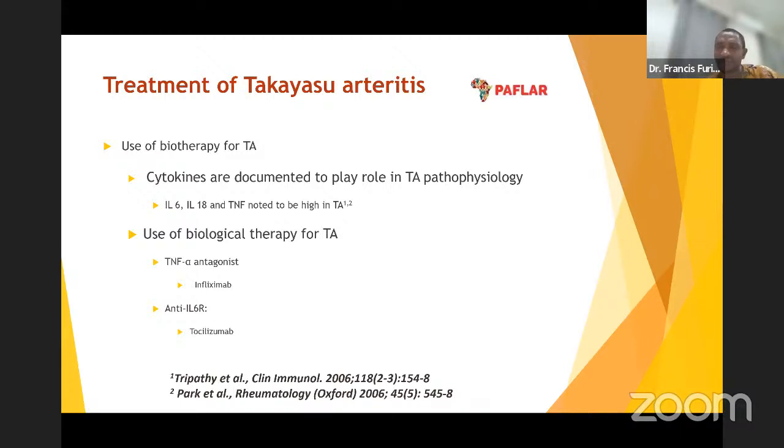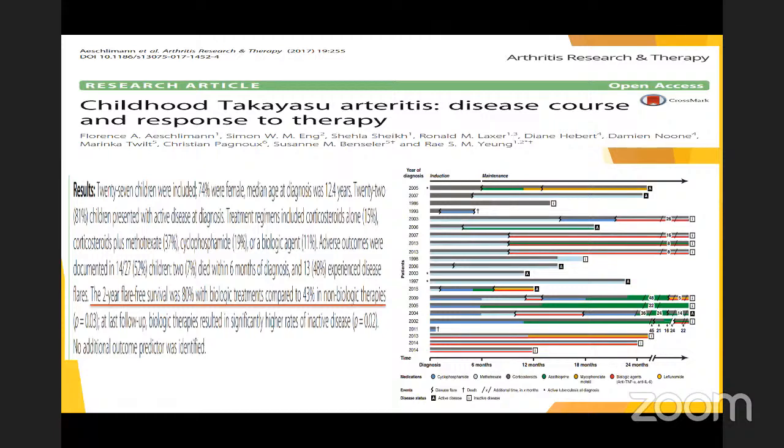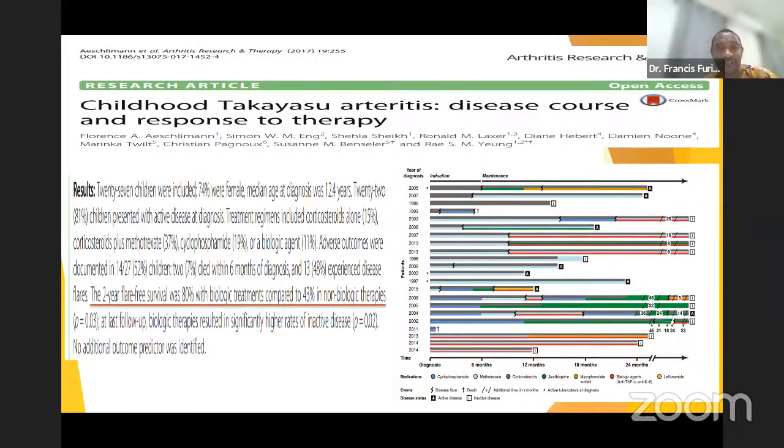This is an example of some of the studies that have shown that biologics can be useful in this. And this is a study which was published in Toronto, Sick Kids. So you can see that with the use of biologics, the biologics that were used were infliximab and tocilizumab. And these were shown that 2-year flare-free survival was 80% in those who used biologics as compared to 43% in those that were not using biologics. And so there's a promise with these biologics as one of the important treatment options for these children.